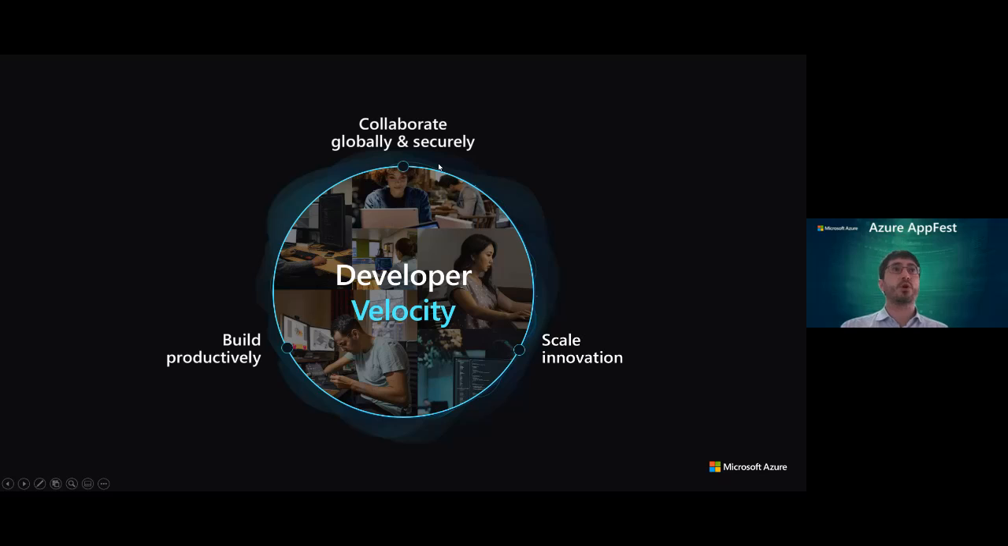The second one is to collaborate globally and securely. Here is another area where organizations should invest to remove all the friction and help developers work together. One key area where companies should invest time is to implement DevOps and DevSecOps pipelines and processes inside the company.